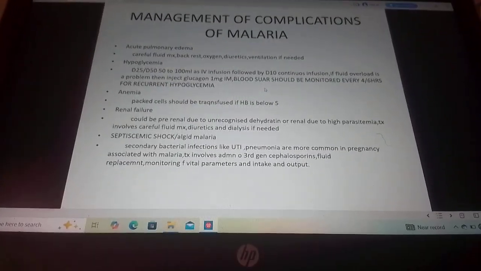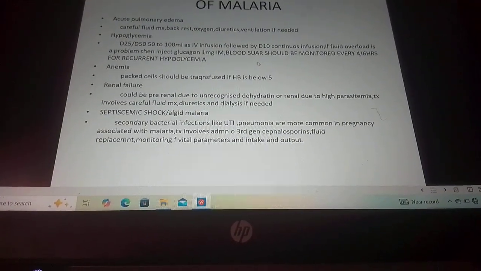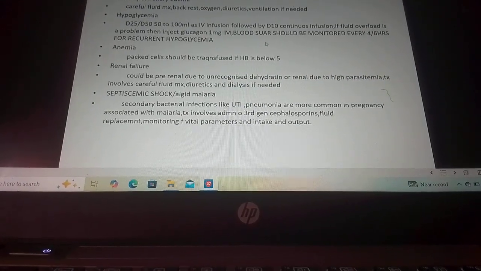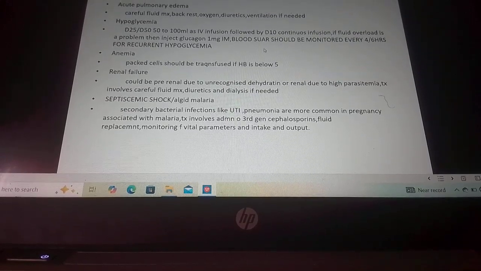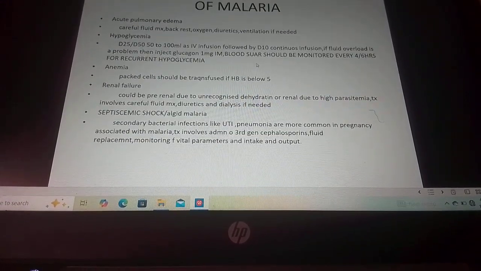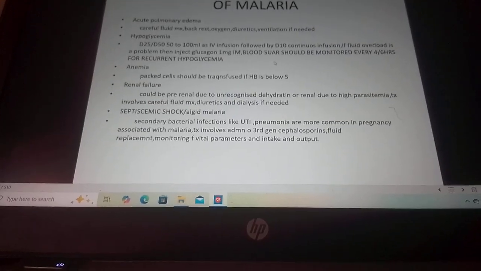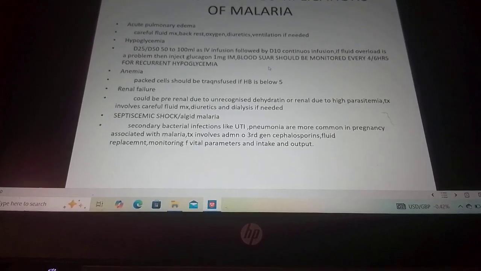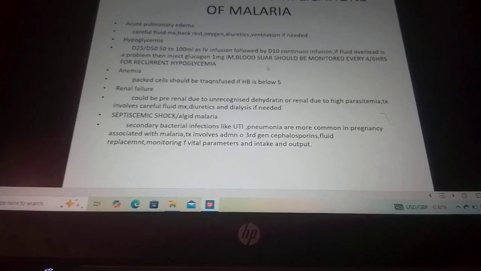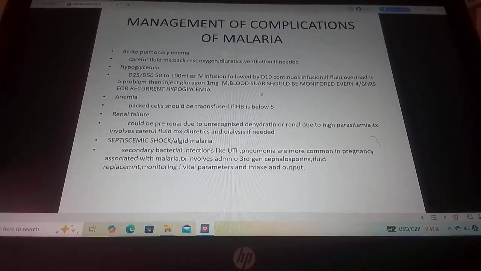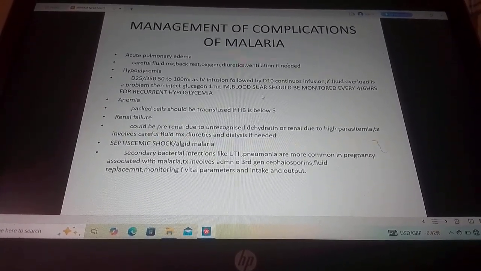So how are we going to manage these complications? If a patient comes to you, let's say the patient has renal failure, or has algid malaria or septicemic shock, and has PFAL sputum at the same time, how are you going to manage? We start off with acute pulmonary edema. In the management of acute pulmonary edema, you are doing careful fluid management. Then you are encouraging the patient to have a back rest. Then remember to use ventilation where needed, then oxygen as well. Then you should not forget to give diuretics, because diuretics will help in acute edema, and they are the drugs that we normally give.